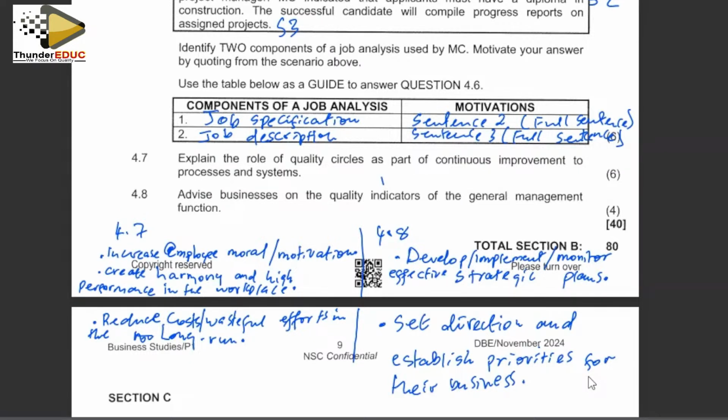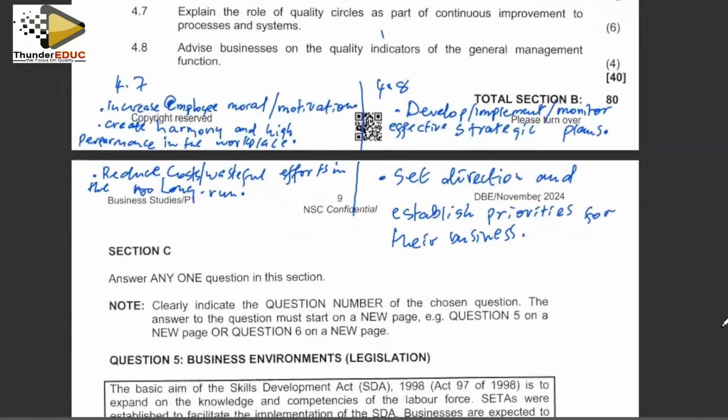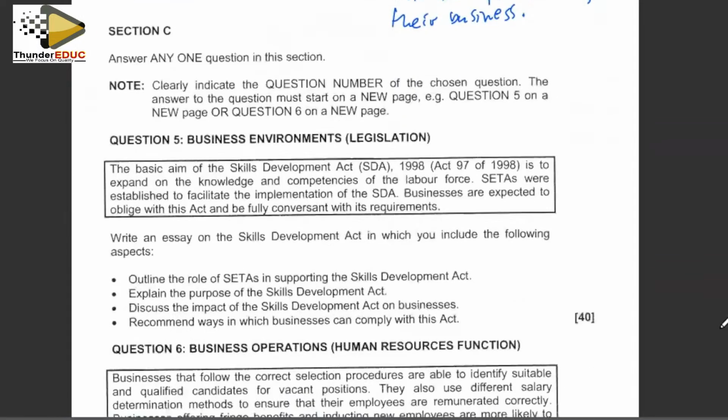Okay, right, grade 12s. In this regard, we are done with question 4, meaning we have completed our section B. So now we have landed on section C. In section C, you are expected to answer only one question of the given set of 2 questions. Okay, right. So now let's check question 5. Question 5 is based on business environments or business surroundings.